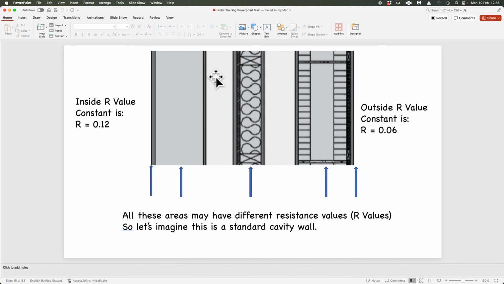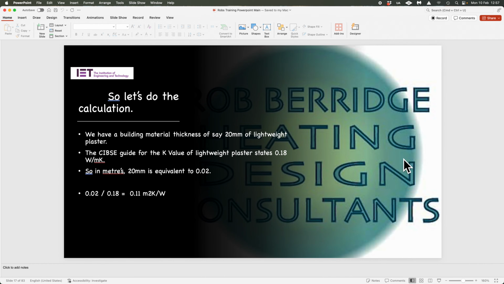So I want you to imagine that this is just a standard cavity wall. That's your inside blockwork, that's your cavity wall insulation, and this is your outside brickwork. Now these surface resistances have to be added onto everything, and you can see we're just adding on 0.18 in total, so it'll be 0.12 plus 0.06, which is 0.18. So that is a constant in all of our calculations, so we really need to add on those as we go forward. So let's do the calculation.